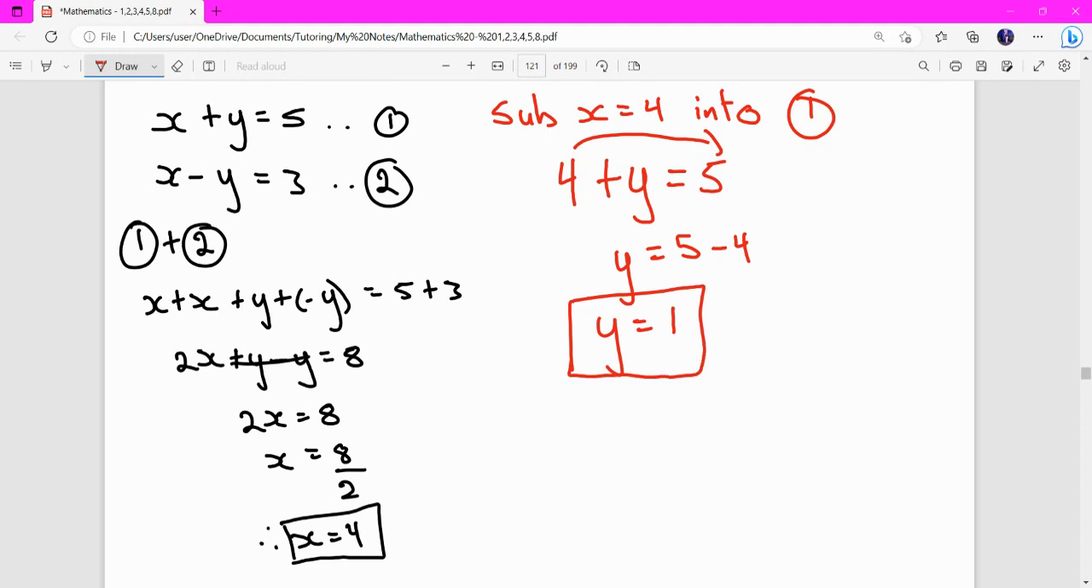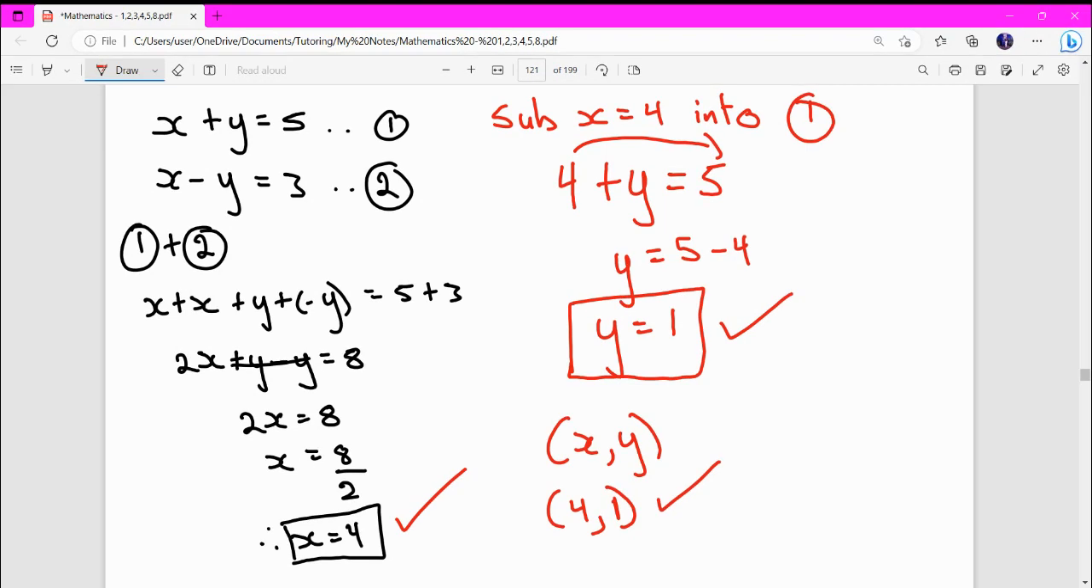And as said before, the solution can be represented by an ordered pair. So for example, you could put it like this. It would be x comma y. In our case, x is 4 and y is 1. Right? This is our solution here. y is 1, x is 4.